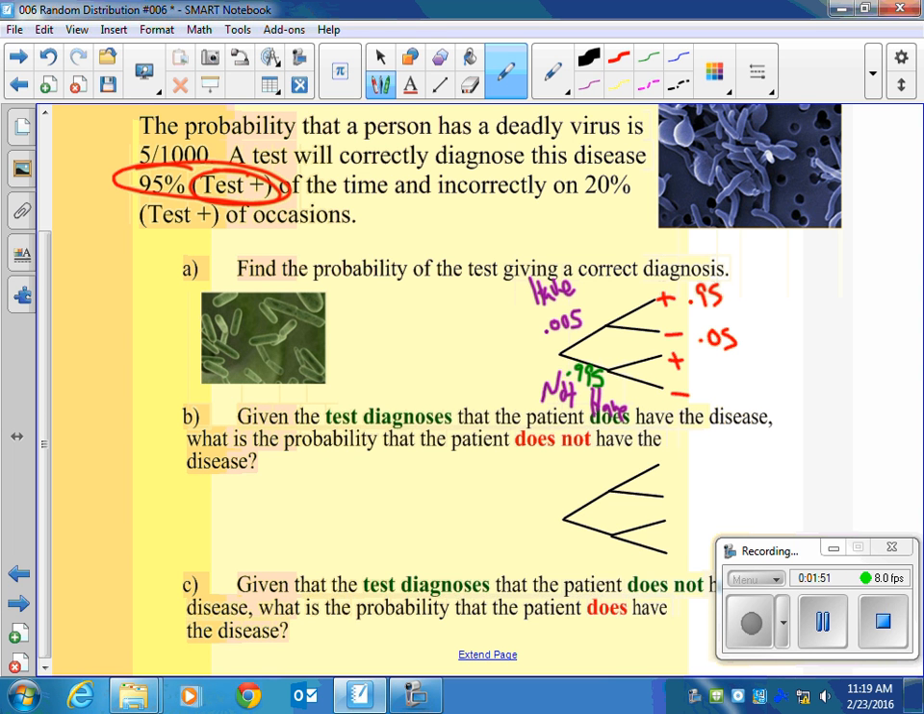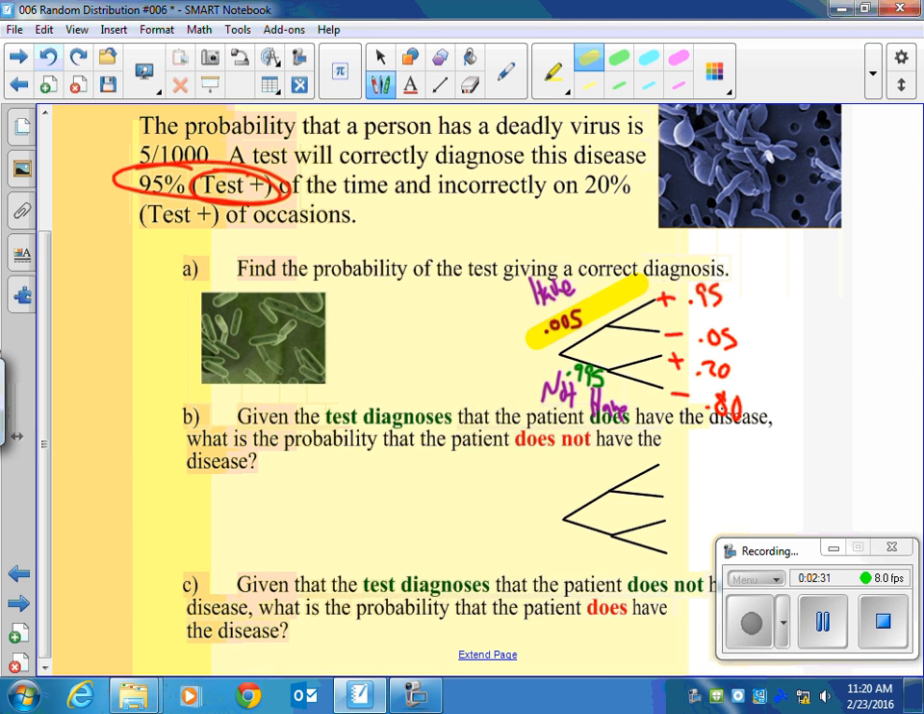So then if you don't have it, it's going to come up positive that you have it 20% of the time. So the other one's going to be point what? 0.8. Okay. All right. So when we set this tree diagram up, we're just setting it up so that we can use a nice little multiplication property. For a situation like if I have it and the test turns out positive, it'll be this product.